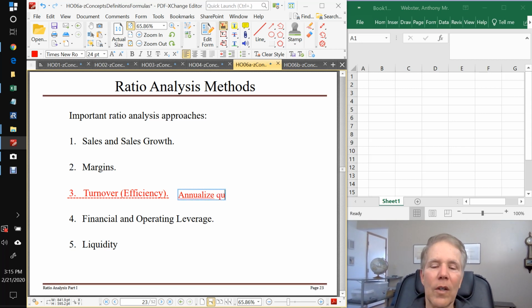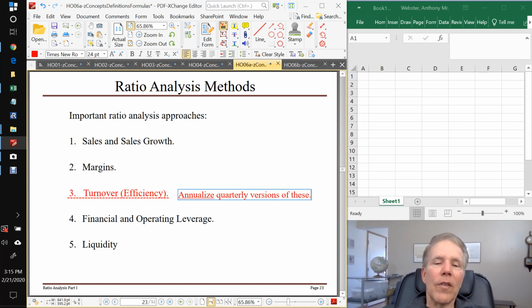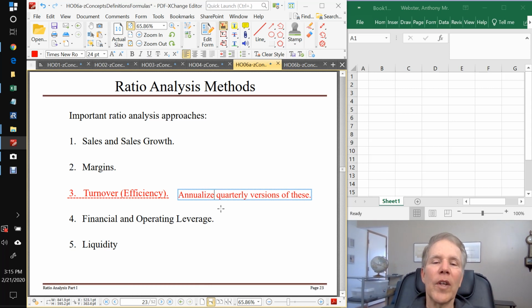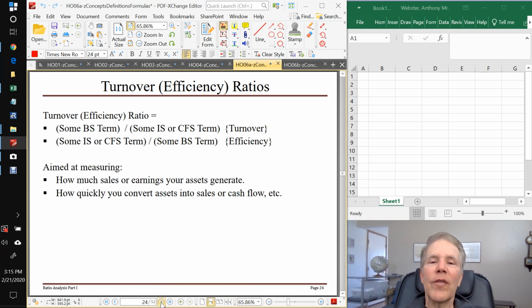Annualize quarterly versions of these. So my economics majors out there, you're very familiar, hopefully, with doing this kind of thing. And hey, I spelled that right. You have annualized economic numbers all the time. And for the rest of us, I'll go over once again how to get these.